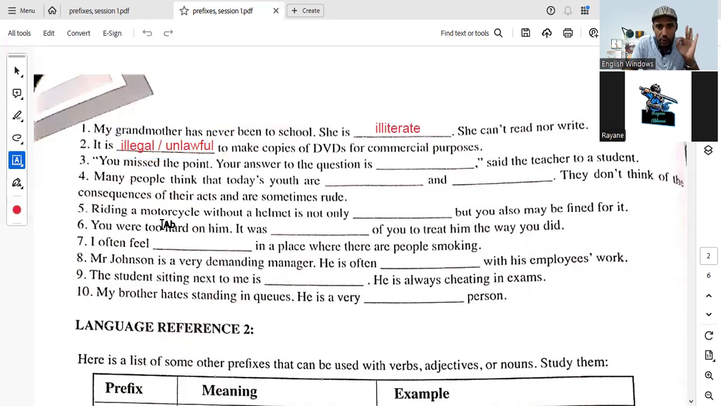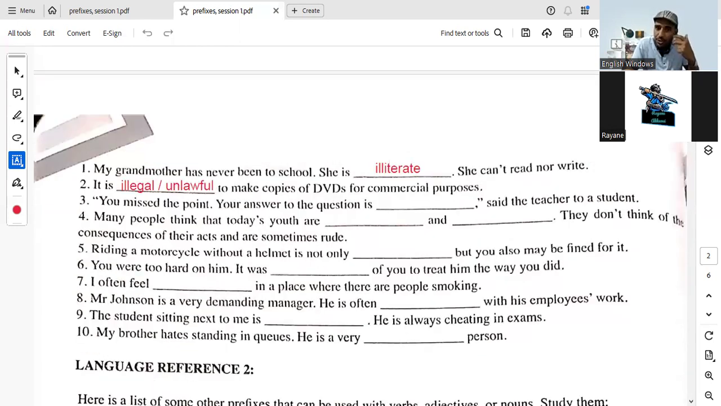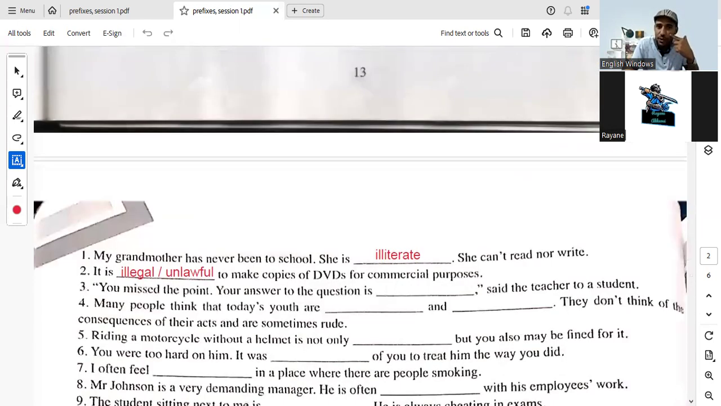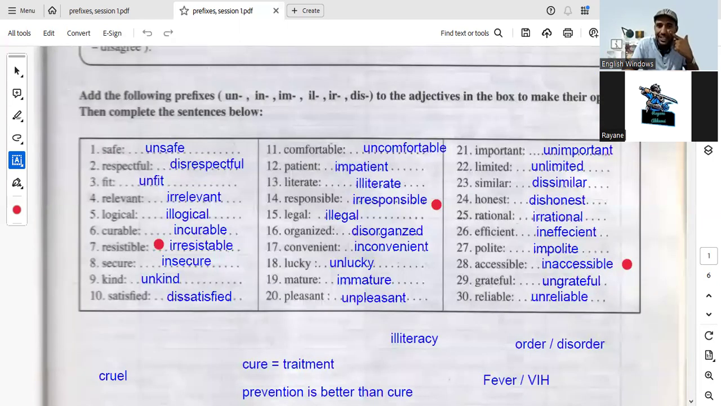You missed the point, right? I mean, what you're saying is beside the point. Your answer to the question is illogical. What is it? Illogical or incorrect? Incorrect. It's possible. Illogical, it's also possible. Good. Now we need to use these adjectives that we learned from the lists.